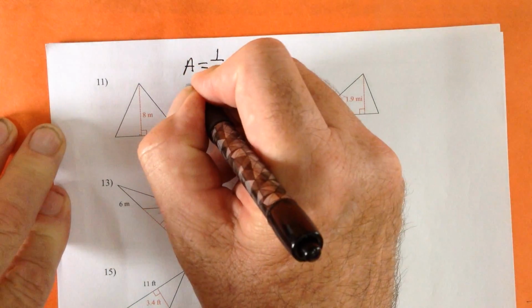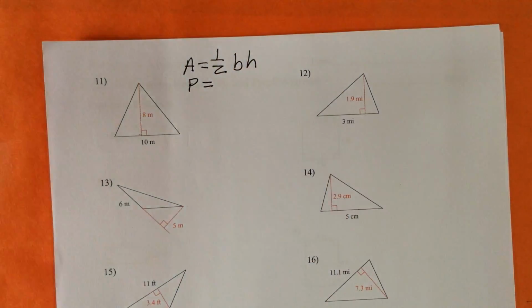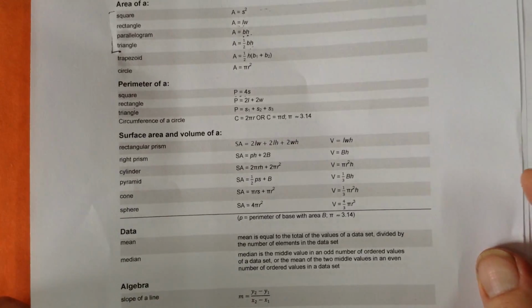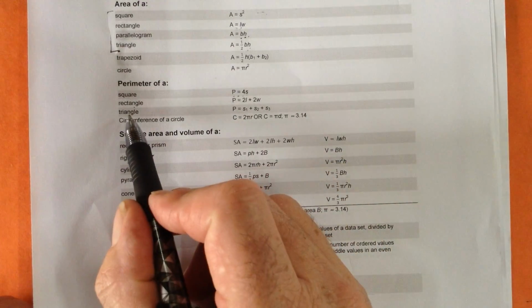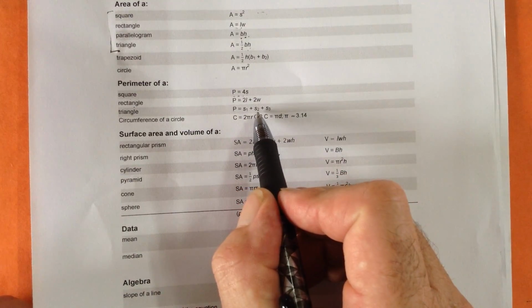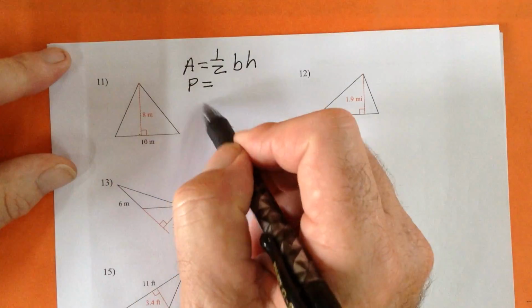Okay? They have the perimeter of a triangle right here on the sheet. Make sure I get it on right this time. You'll see here the triangle's perimeter equals side 1 plus side 2 plus side 3. So again, it's just adding up all the sides.